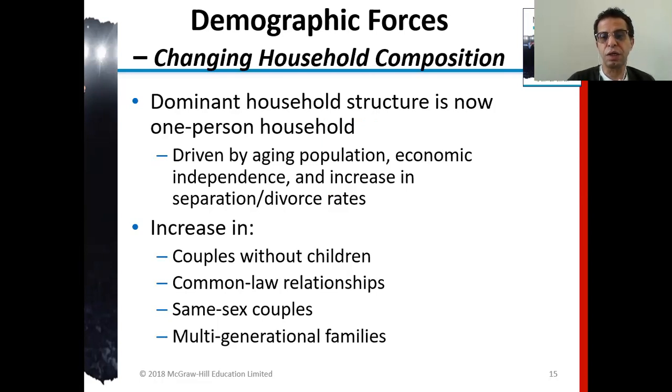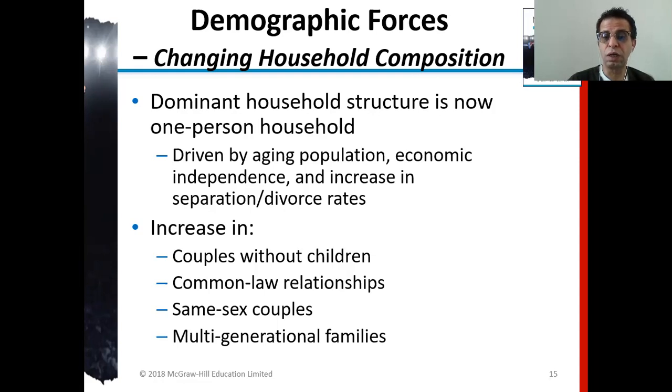So changing here, household compositions. The dominant household structure could now be the 1-person household, and this is getting to be normal in Canada. It's driven by the aging population. Maybe his wife died, or a lady whose husband died, so it is made of 1 person. Maybe because of economic independence, an increase in separation and divorce rates.